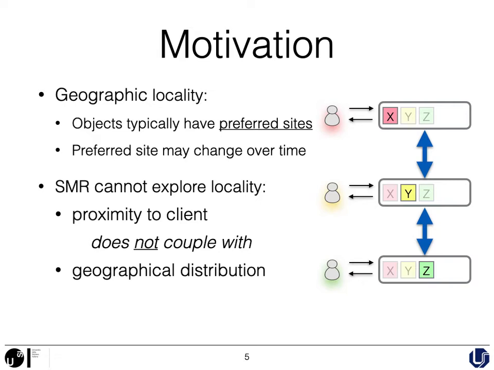SMR cannot exploit this locality pattern. Even though the clients may be close to one of the replicas, these replicas still have to exchange messages to define the final order of the operation. So SMR does not cope with geographic distribution, at least the traditional approach.